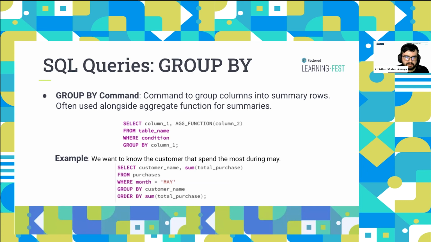So let's say we have: select customer name, the sum of the total purchases from the purchases table where the month is May, and we group by the customer name. This helps the sum be done for each customer, and the result will be reflected in front of that customer. And we can order that result to know which are the customers that spend the most, in order.